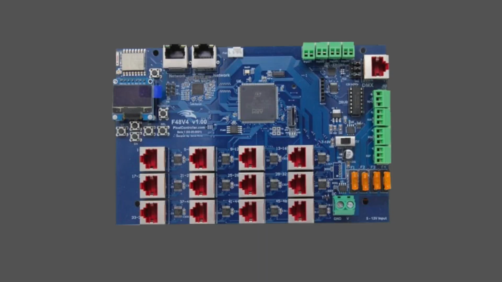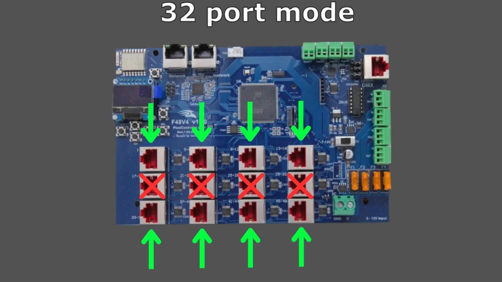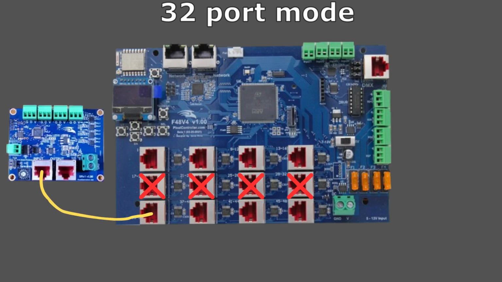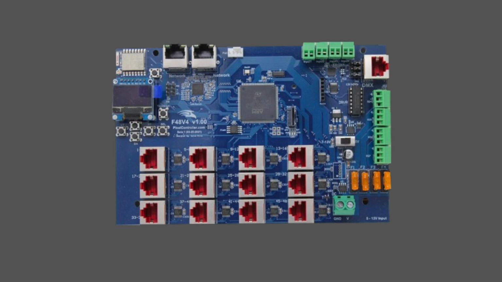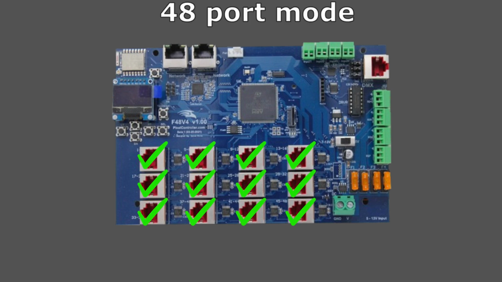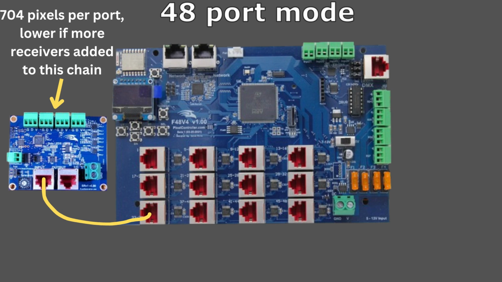So if you set the controller to 32 port mode, it will disable the 4 middle receiver outputs, and you can use any of the 8 remaining ones. And any receiver that you attach to these can use 1024 pixels per port, as long as you don't have multiple receivers on a chain, which we'll get to later in the video. So all 8 receivers could have 1024 pixels. Now if you turn on 48 port mode, all 12 outputs will be enabled and you can use a receiver on each of them, but now the receivers are going to be limited again to the 704 pixels per port.